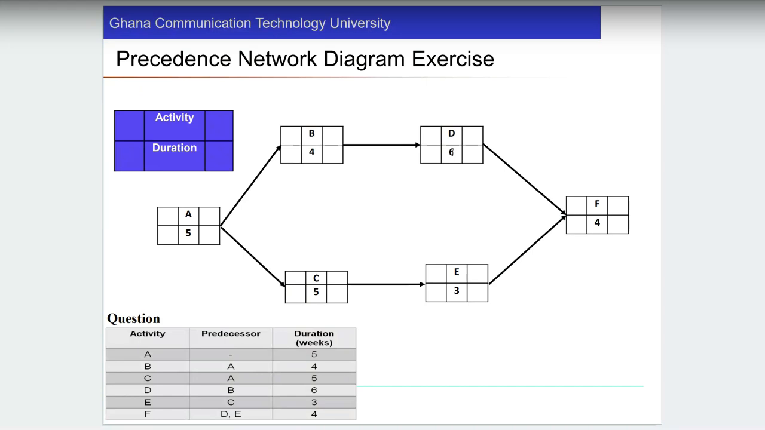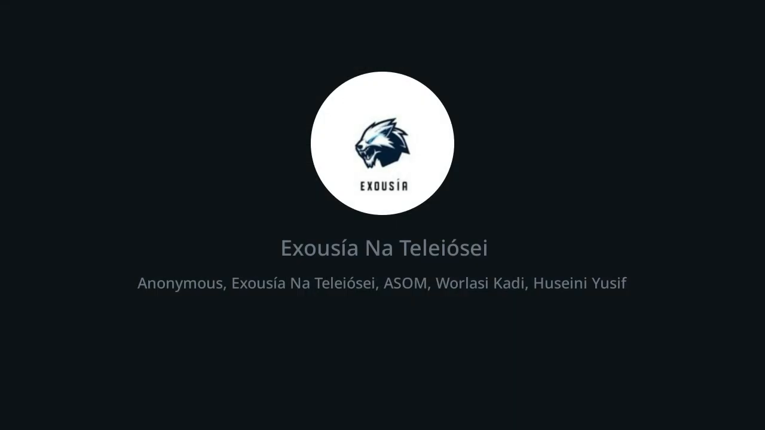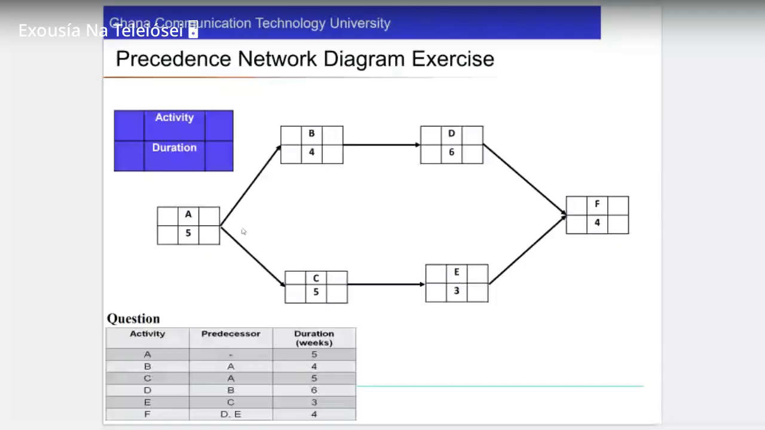Then, quick review. You can say this is the question. A has no predecessor, right? So A starts first, at the beginning of the whole thing. Start right here.